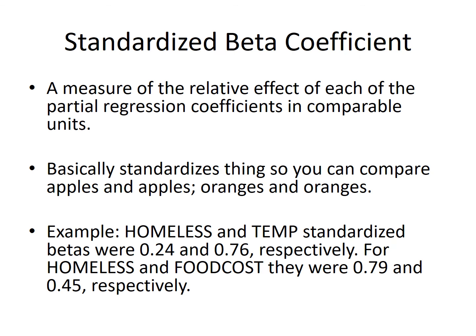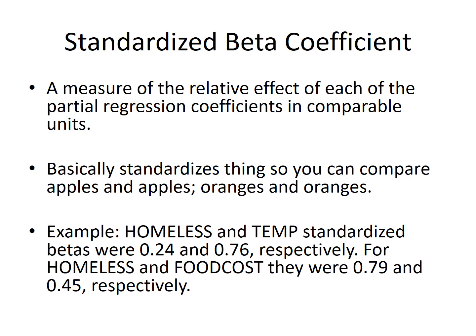So there's also on your output a standardized beta coefficient, and this basically indicates what's the strongest variable to emphasize or affect the dependent variable. So it's a measure of the relative effect of each of the partial regression coefficients in comparable units. So the capital B on SPSS output, or the slope, right, is not standardized. So it's like apples and oranges comparing each other. The standardized beta coefficients are all apples or all oranges, so we're all comparing the same kind of stuff. It doesn't matter if they're positive or negative, it just matters what is the biggest number.